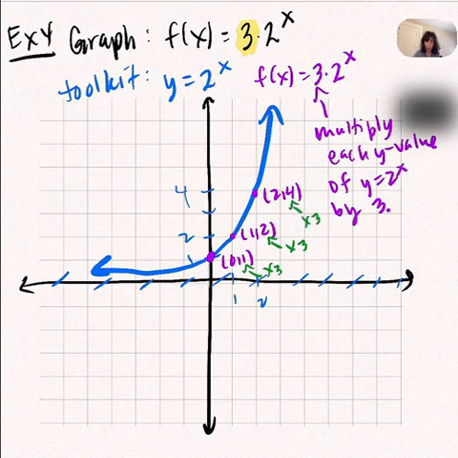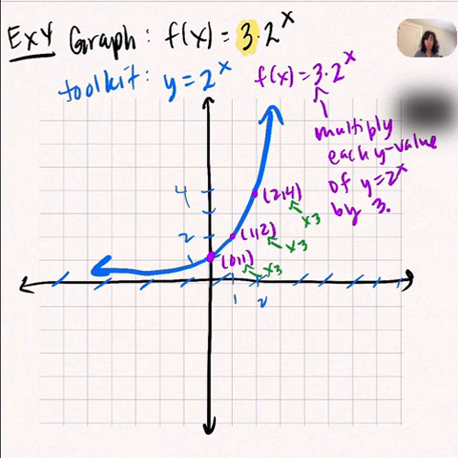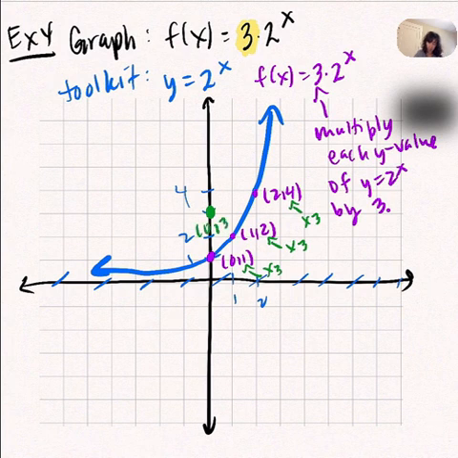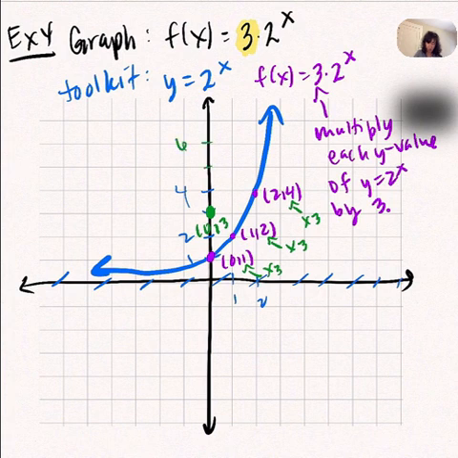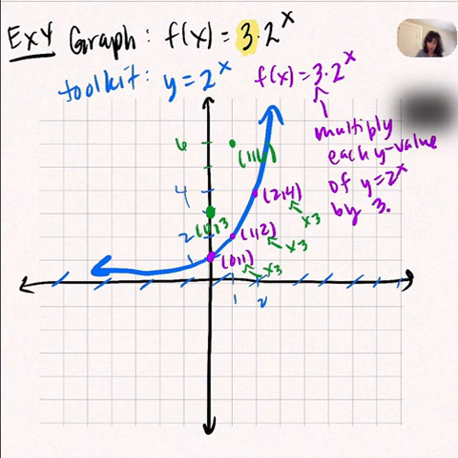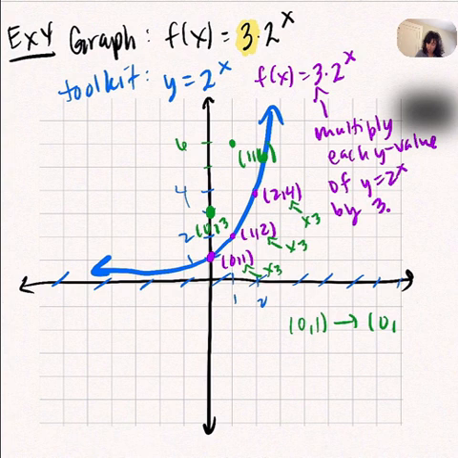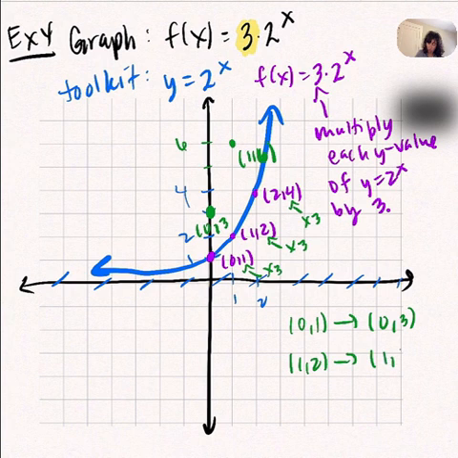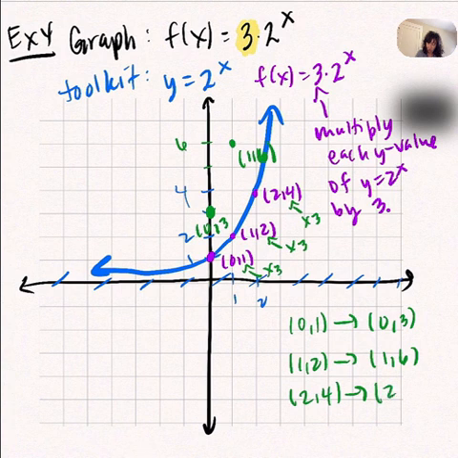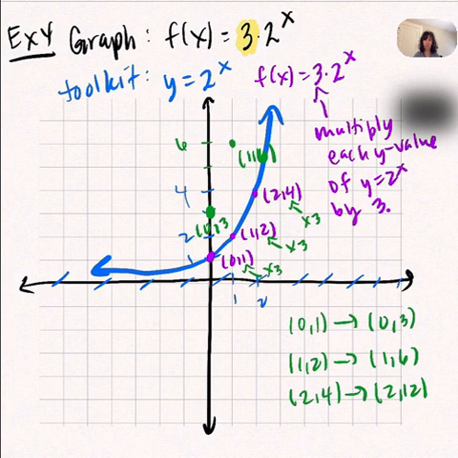In other words, I'm going to have 0, 1 goes to 0, 3 times 1, or 0, 3. And then I'm going to have 1, 2 go to 1, 2 times 3, or 1, 6. Let's write that down on the side. So 0, 1 goes to 0, 1 times 3, or 3. 1, 2 goes to 1, 2 times 3, or 6. And 2, 4 goes to 2, 4 times 3, or 2, 12. So every y value gets multiplied by 3. Now I can't fit 2, 12 in my picture because I didn't give myself enough room.